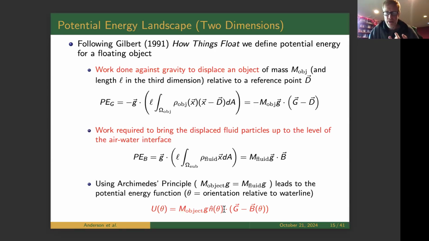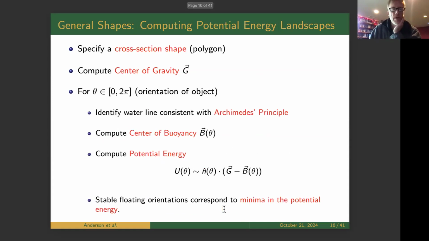So with Archimedes' principle and this potential energy function, that's essentially enough to describe a stable floating configuration. So essentially what we did, we said we can do that for any cross-sectional shape we specify, and we're thinking of polygons. It could be a square, or it could be something a lot more complicated than that. We'll compute the center of gravity.